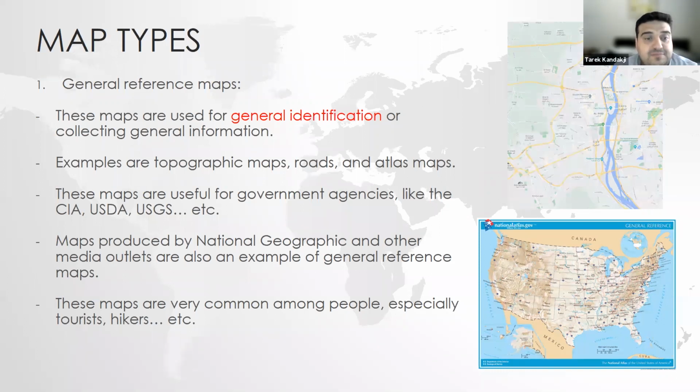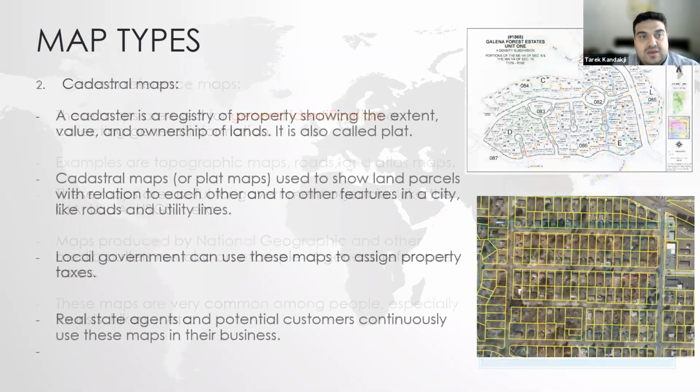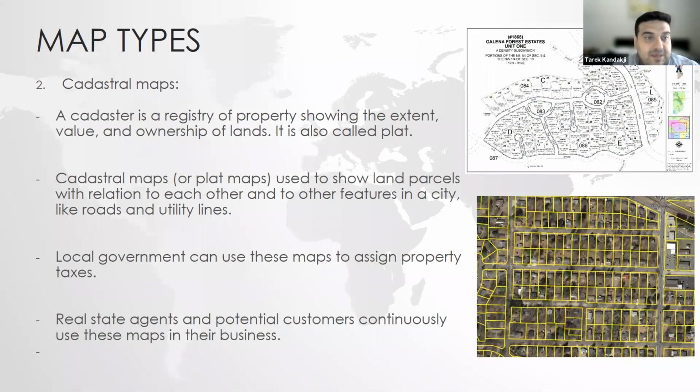Another example is maps produced by National Geographic and other media outlets, which are also examples of general reference maps. These maps are very common among people, especially tourists, hikers, etc. Like, if you want to hike in a mountain, you have the map with you. That's a general reference map. It does not provide any detailed information.